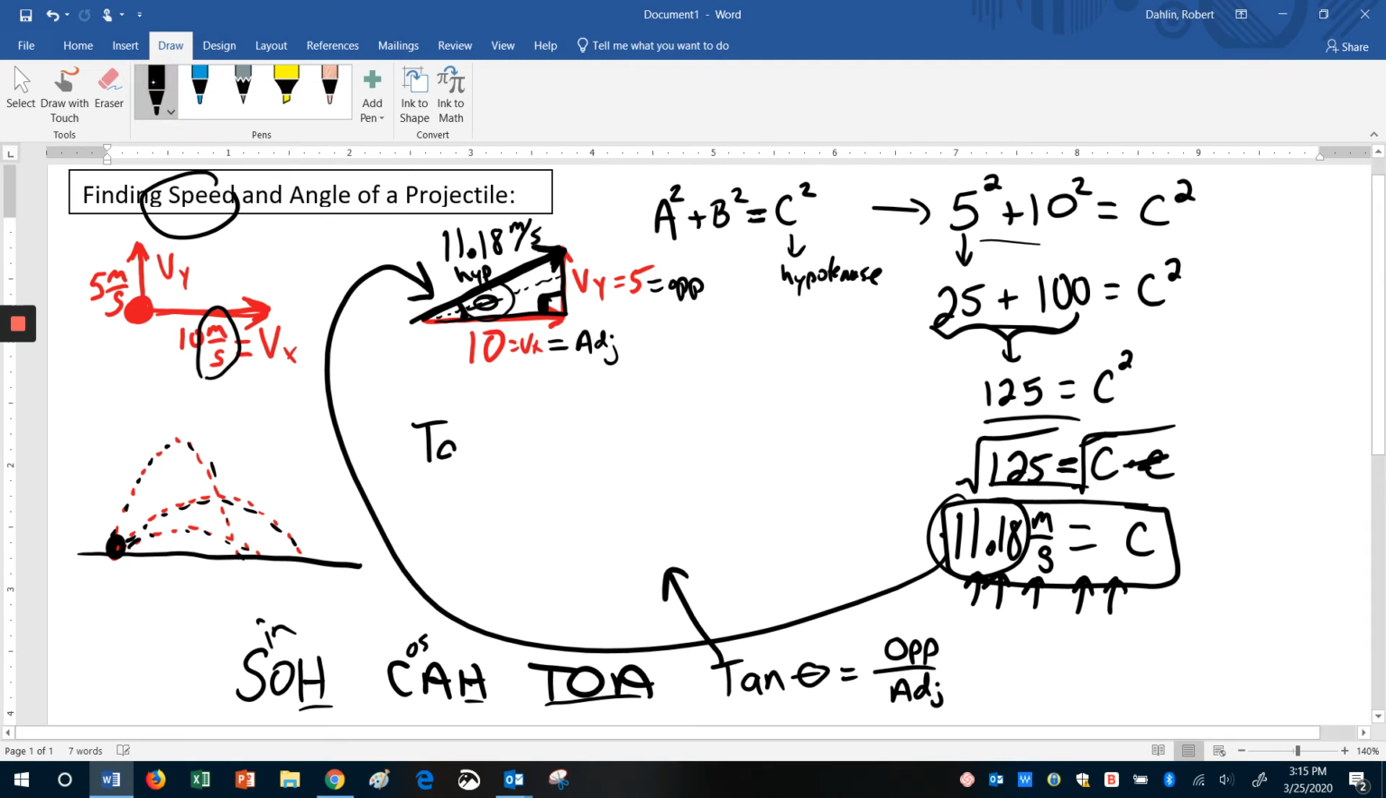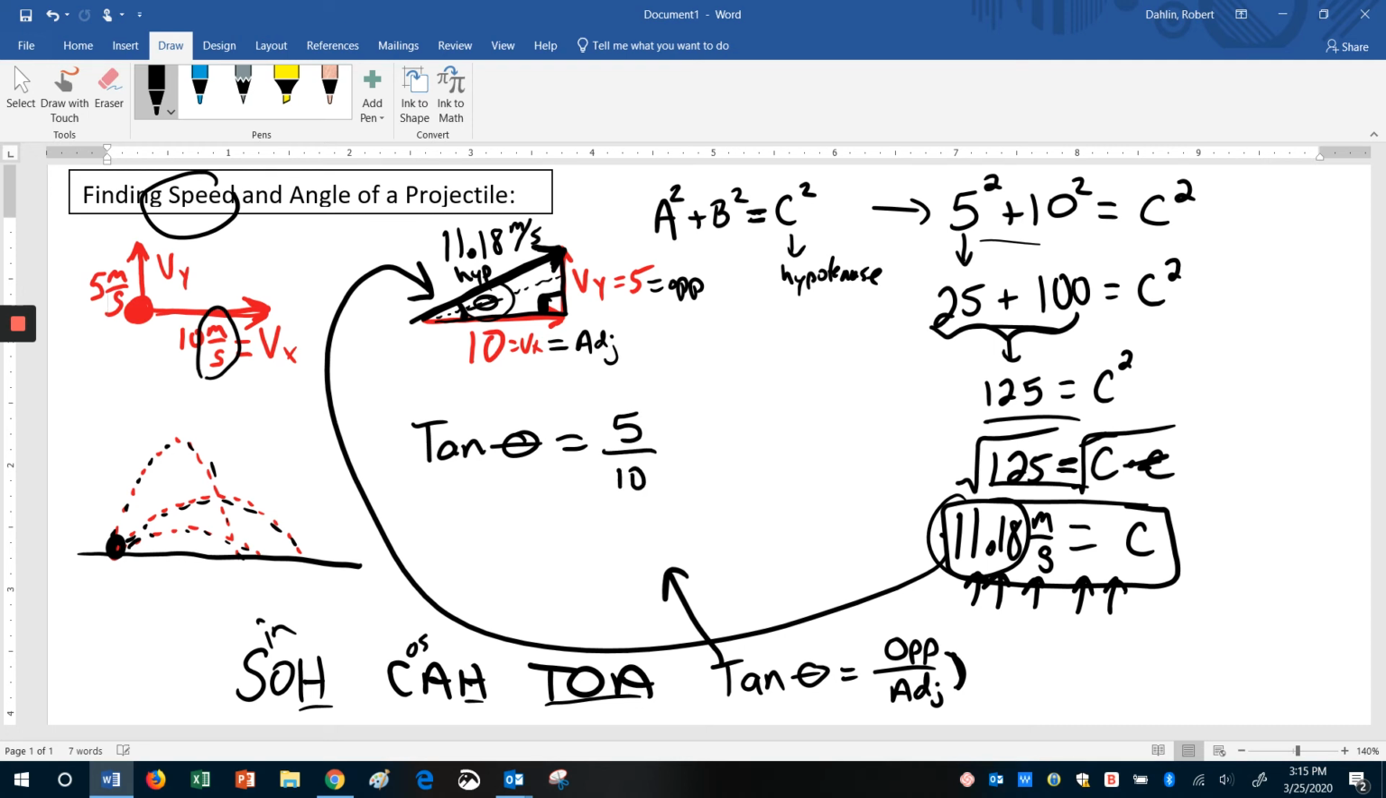Tangent of our angle equals opposite over adjacent, or 5 over 10. Okay, now in this one, it's the angle that's the unknown. So on your calculator, look at sine, look at cosine, look at tangent. I'm guessing on most of your calculators, you have text written right above it that says sine⁻¹, cosine⁻¹, or tangent⁻¹. That is the function or the math you need to do if you're trying to solve for the angle.